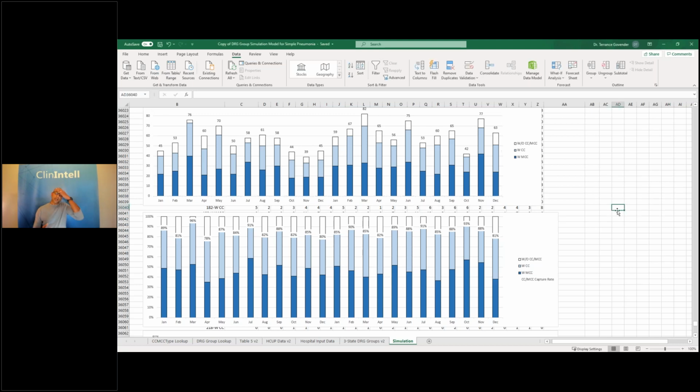What I was saying was, this is very interesting because when a vendor puts in front of you that your capture rates are low for a month or even a quarter, what are you supposed to do with that? It's called variation. You're going to get variation.